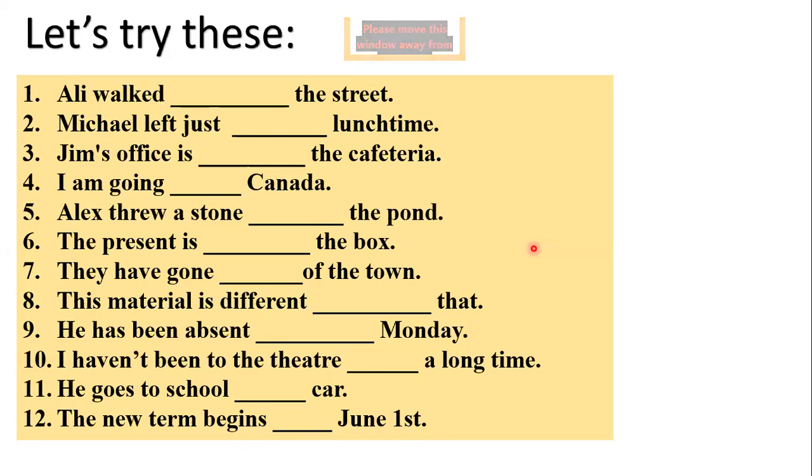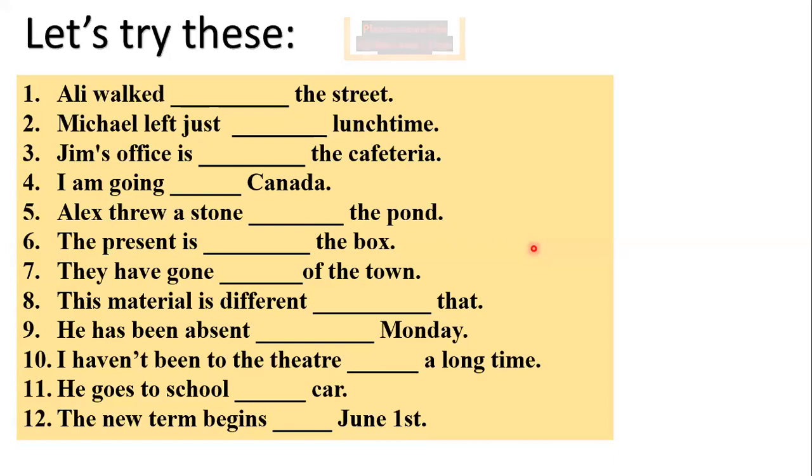Tabassum Fatma, can you answer me the next one? This material is different dash that. Eighth one. Okay, Mohammed Zad, it's not going to be off. Because off is already mentioned there. You're only going to put out. Okay, in the seventh one, they have gone out of the town. That's it. And for the eighth one, the material is different from that. Okay, it's correct.